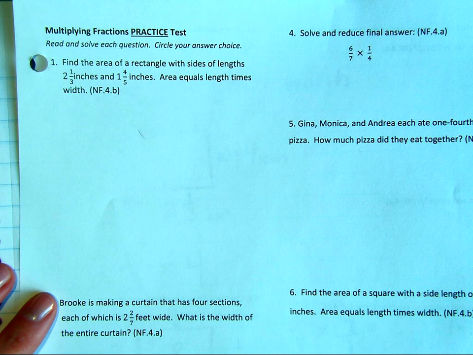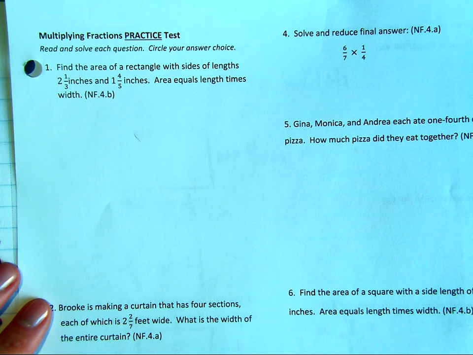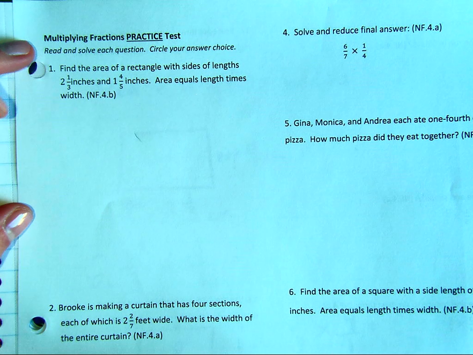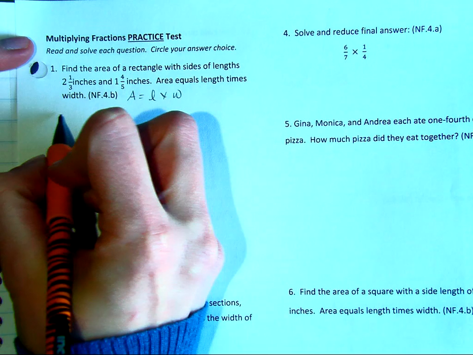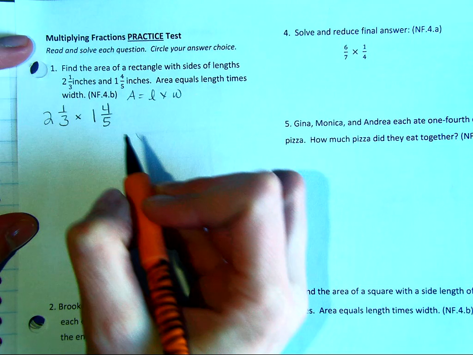Multiplying fractions practice test. Number 1, find the area of a rectangle with sides of lengths 2 1/3 inches and 1 4/5 inches. Area equals length times width. So I'm going to multiply 2 1/3 times 1 4/5. I'm going to set up the box to multiply these.